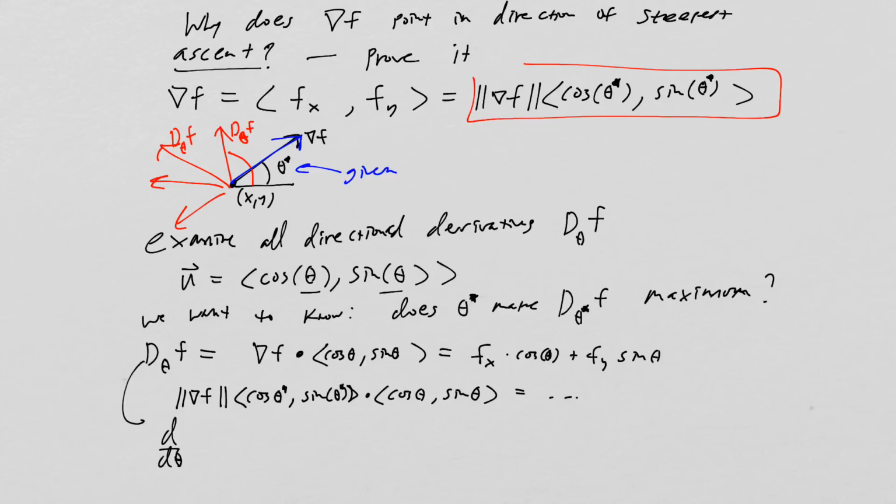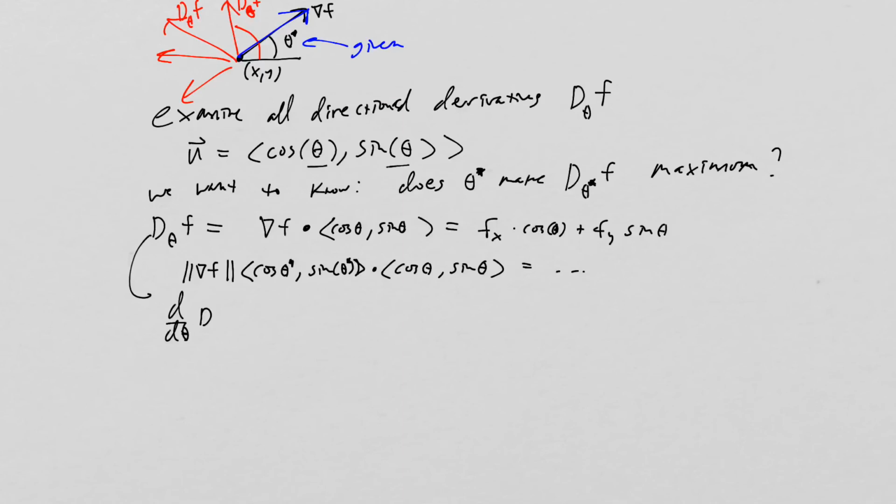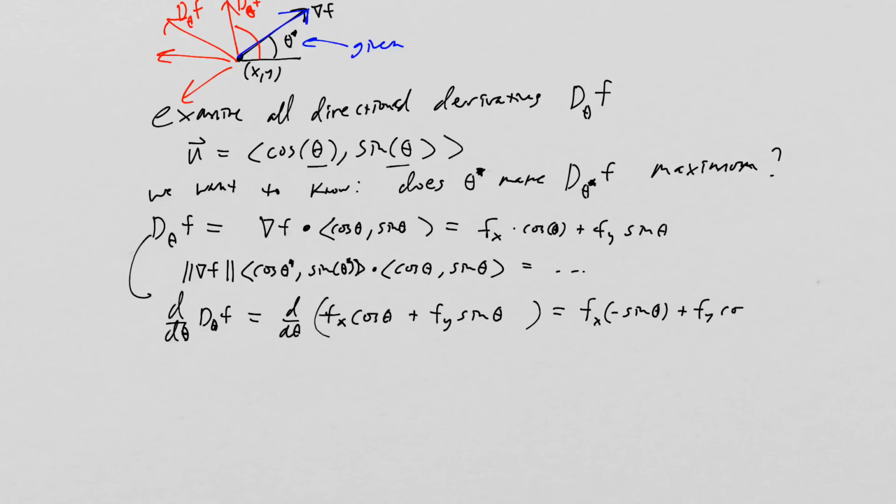We're going to take the derivative and optimize this as follows. So we take the derivative of fx times cosine theta plus fy sine theta. Remember that fx and fy are not functions of theta. They're evaluated at theta star, which is a fixed variable. So that's going to give us fx times negative sine theta plus fy times cosine theta.